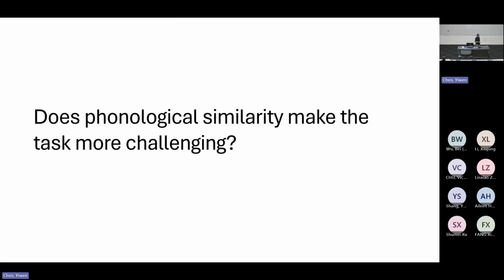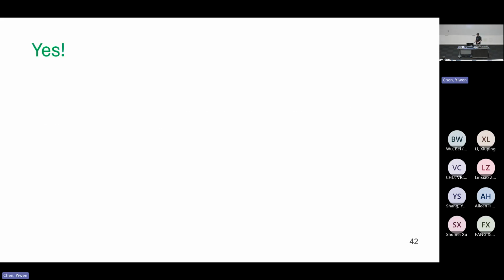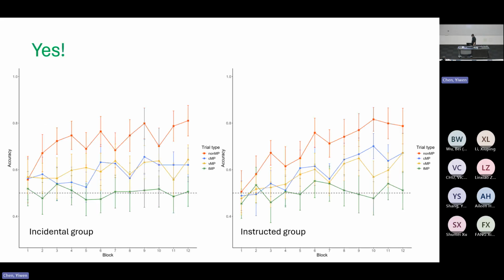Does phonological similarity make the task more challenging? Based on the previous study, we should say yes. So let's have a look at the two groups, the incidental group on the left and the instructed group on the right. The red line at the very top is the non-minimal pair trials. And again, you see that those are the easiest ones.